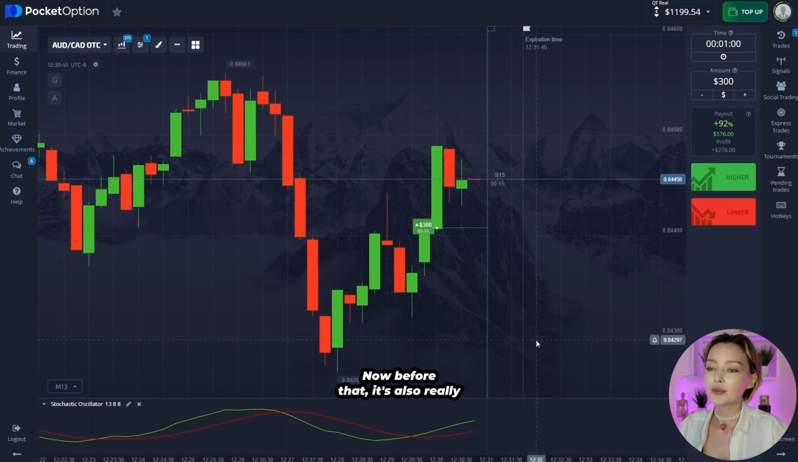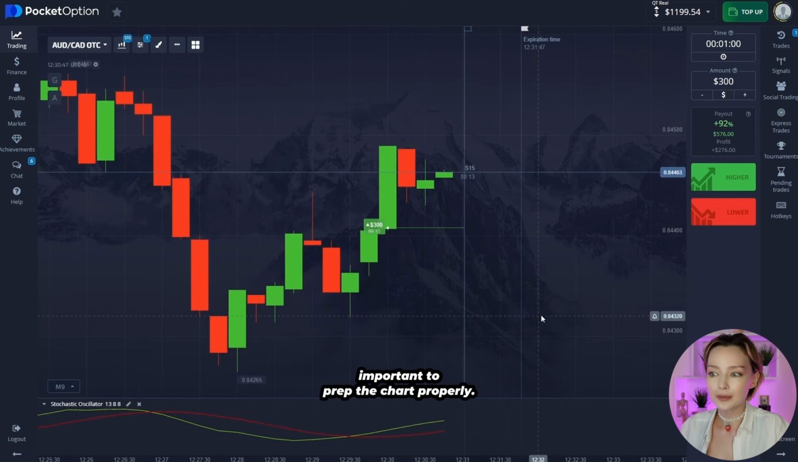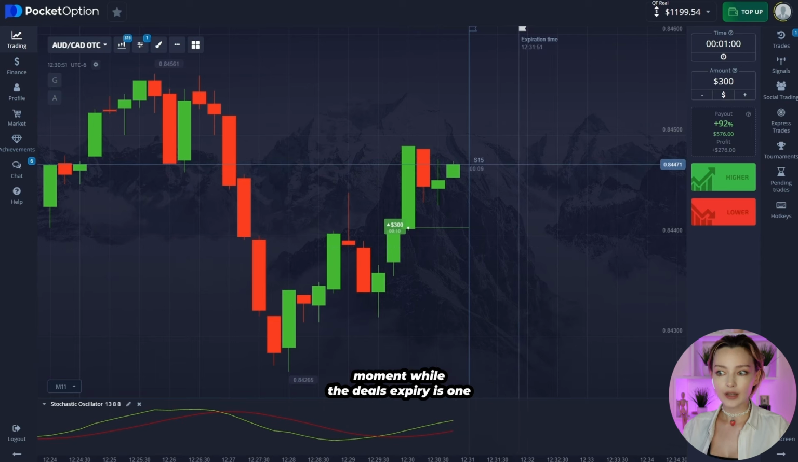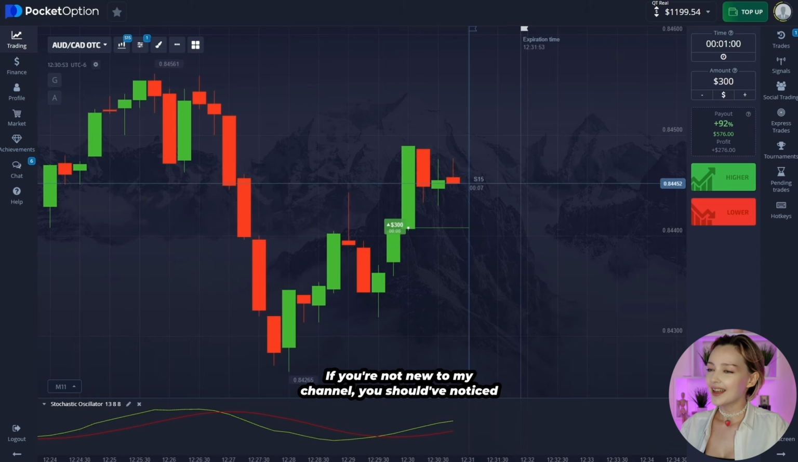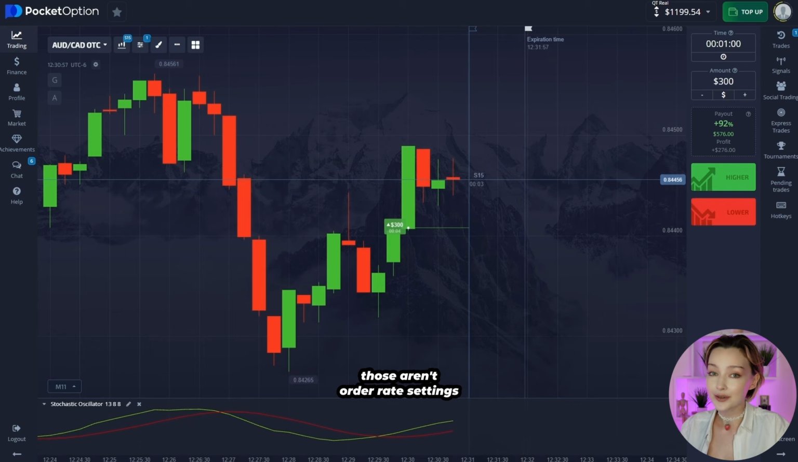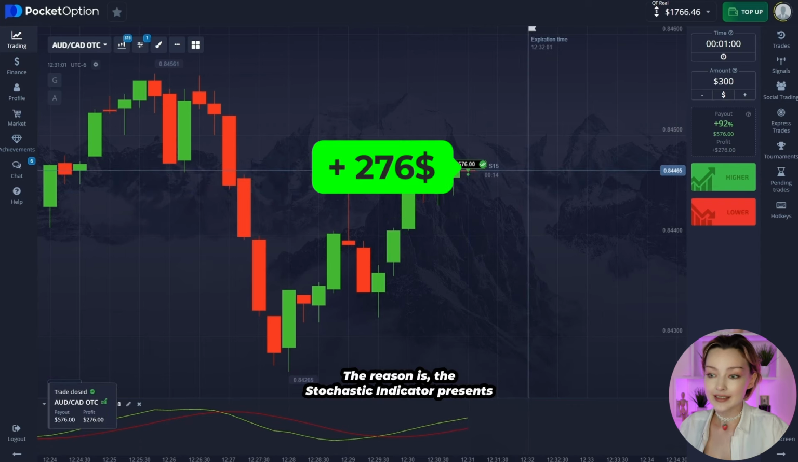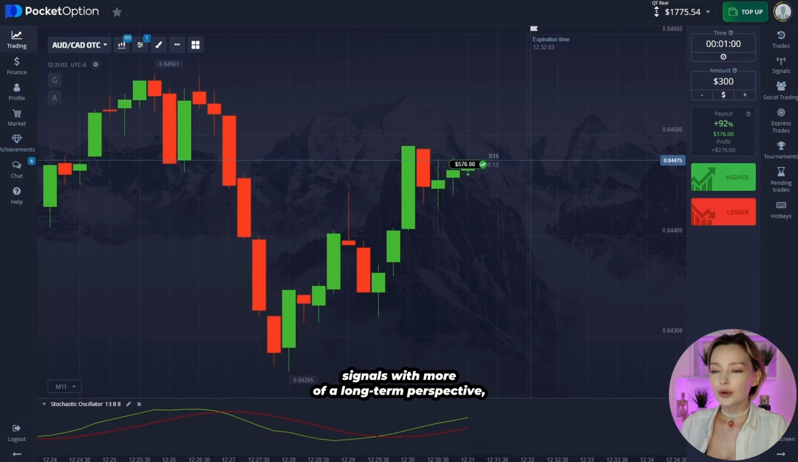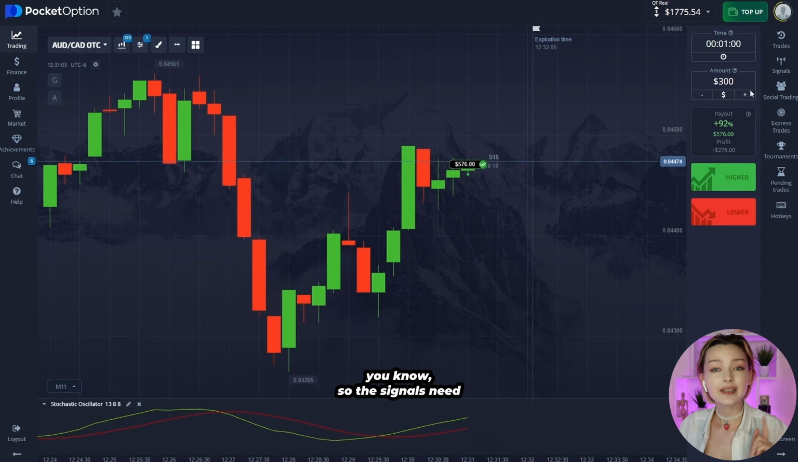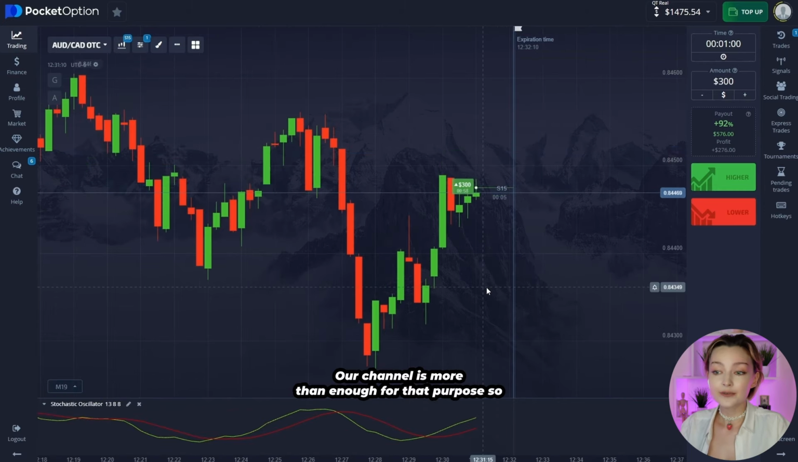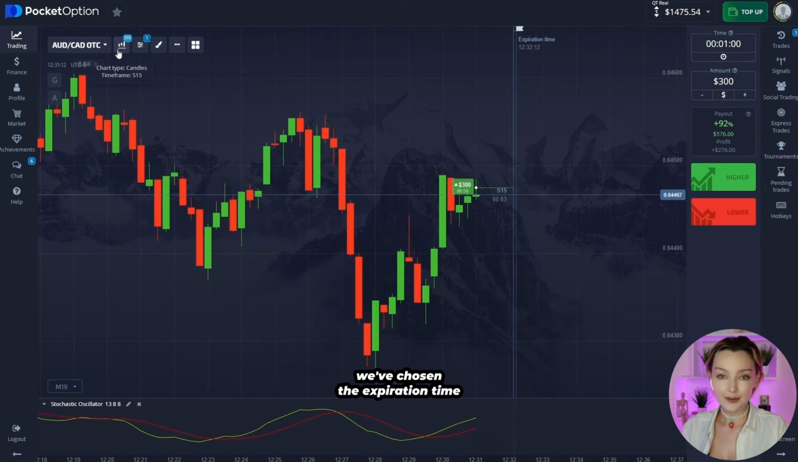Before that, it's also really important to prep the chart properly. You can see the time frame is set to 15 seconds at the moment while the deal's expiry is 1 minute. If you're not new to my channel, you should have noticed those aren't settings one would normally use. The reason is the stochastic indicator presents signals with more of a long-term perspective, so the signals need some time to be implemented. 4 candles is more than enough for that purpose, so we've chosen the expiration time of 1 minute.